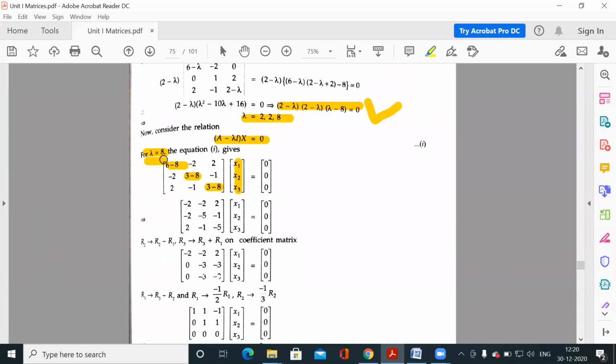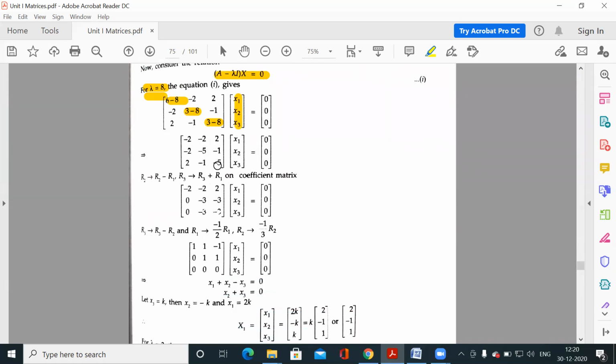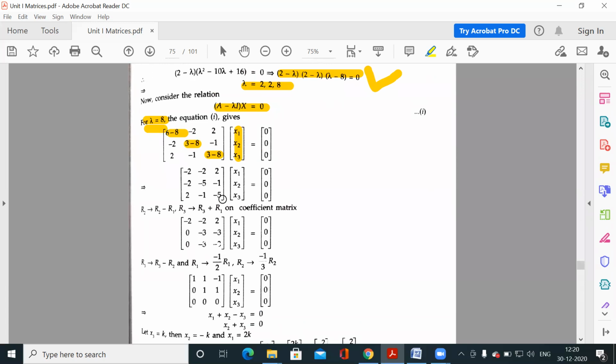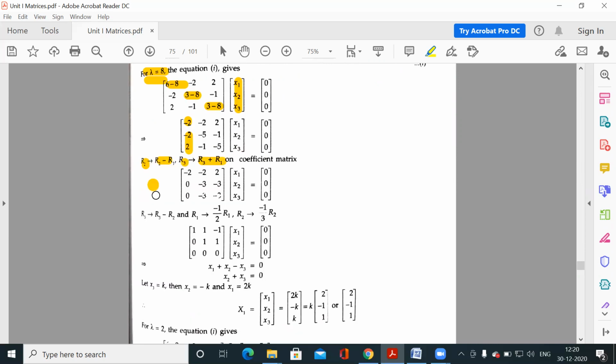So because this is eigenvalue 8, we have three equations, and first we have to convert this into row echelon form. So convert this into row echelon form. So you have to use this element and you have to make these 0. So R2 is changed to R2 minus R1, R3 is changed to R3 plus R1. So this is your reduced matrix. Now you have to use this, and you have to make this 0. So now R3 is R3 minus R2.